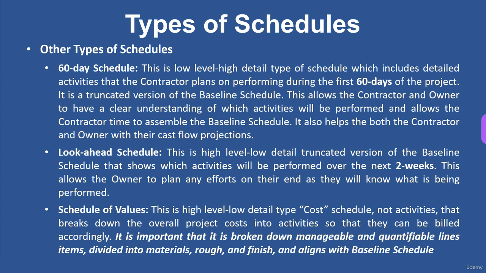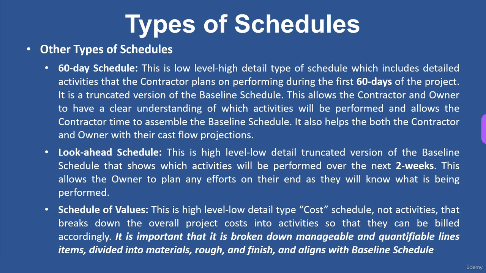The schedule of values, it's called a schedule, but it's really not a schedule. It's a high-level detailed cost schedule. There's no activities per se. There are activities, but they're not interrelated like a schedule would be. They're more activities that'll be performed by each trade. Like you might have metal stud framing, drywall, tape and mud, and then sand and finish, where you break it down into different things. So that way you can pay the contract accordingly. It breaks down the overall project cost and activities so that they can be billed accordingly.